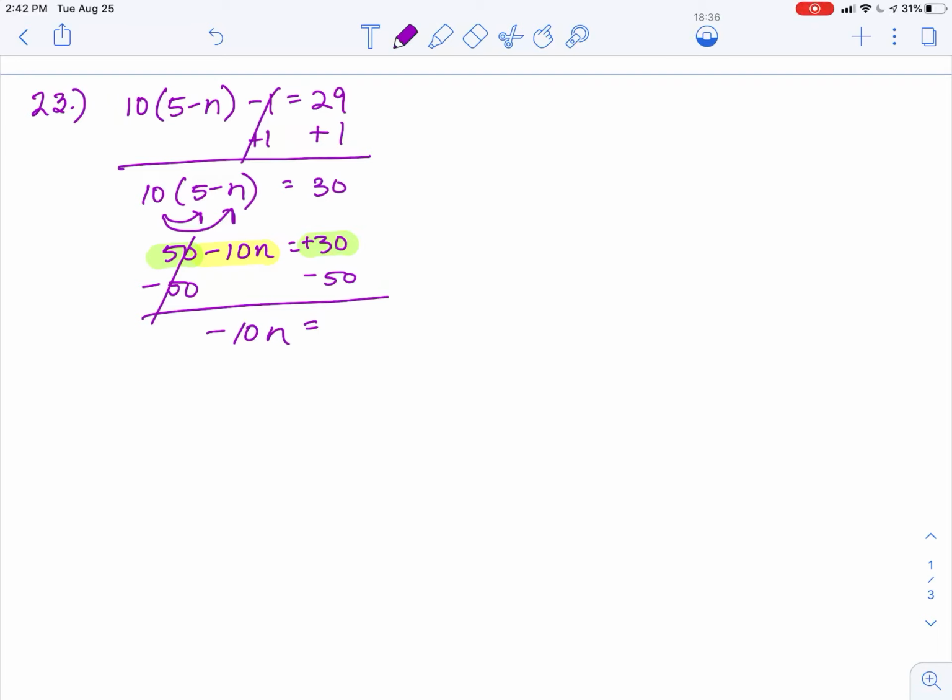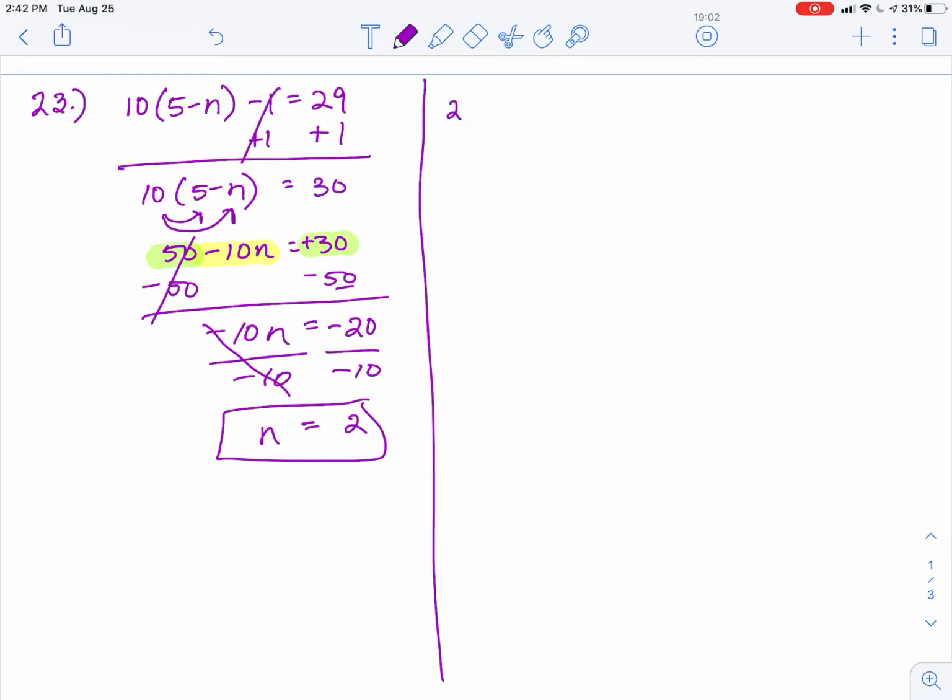Different signs. We subtract the numbers and take the sign of the larger number, which happens to be the 50. So I take the negative sign. I'm trying to isolate n, so I'm going to divide by negative 10, not just 10, but negative 10, because I want it to end up a positive n equals 2. And that is the answer to number 23.